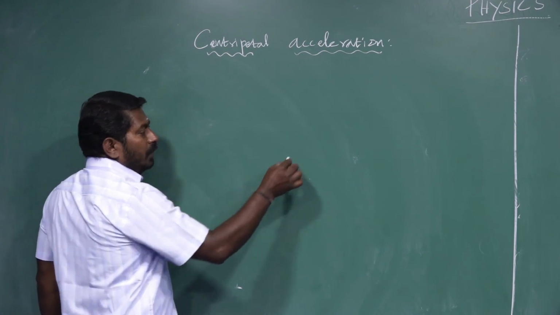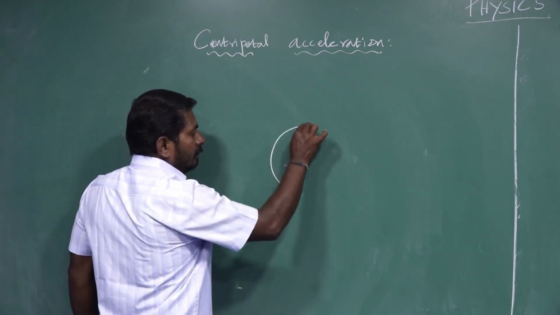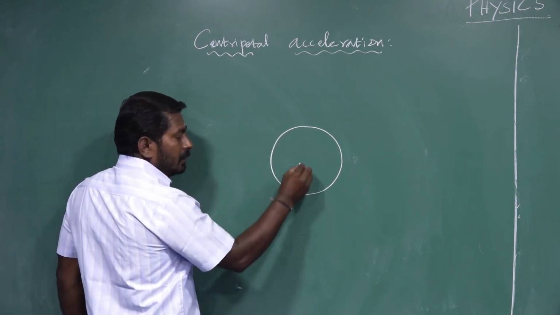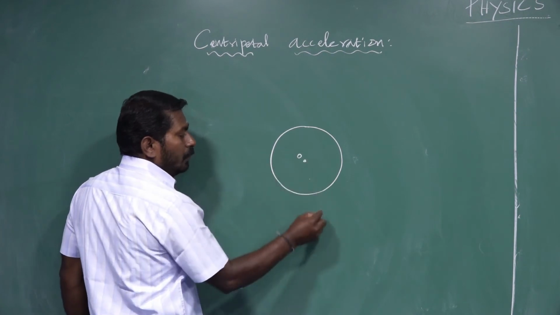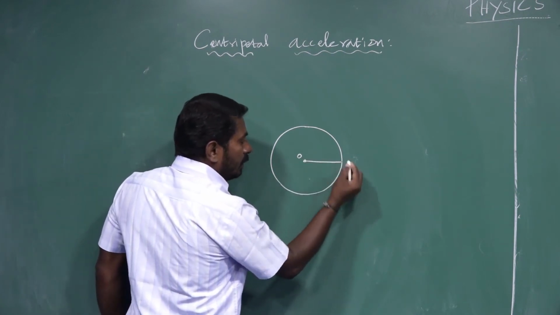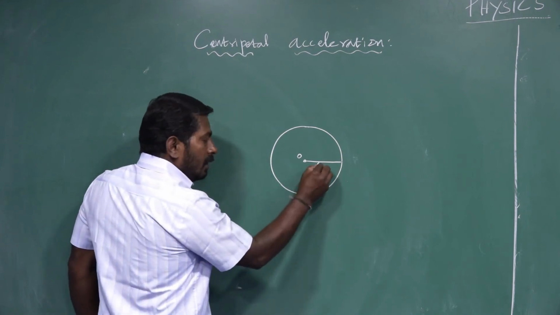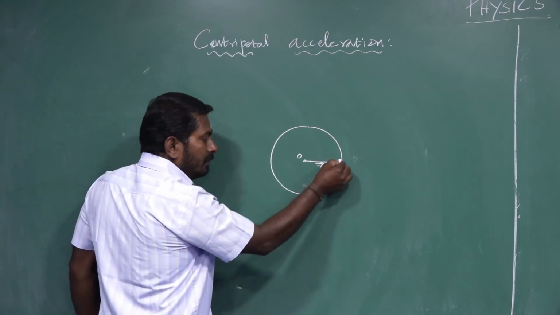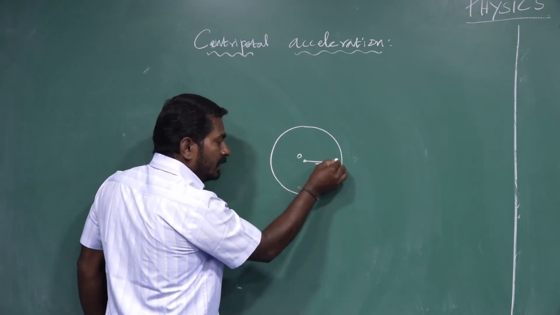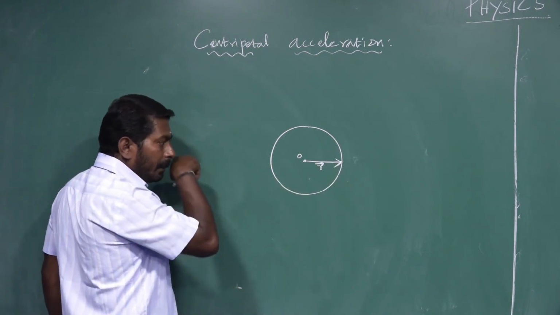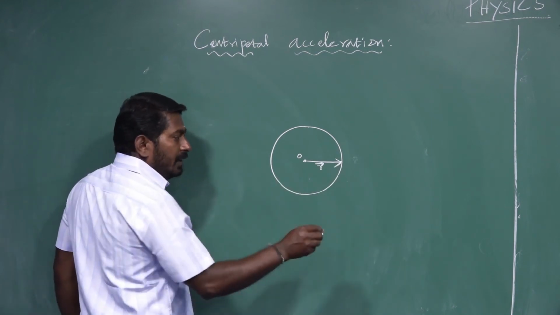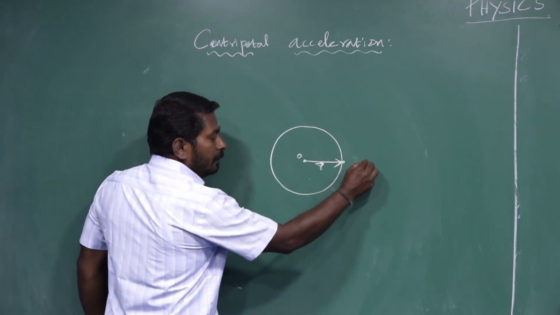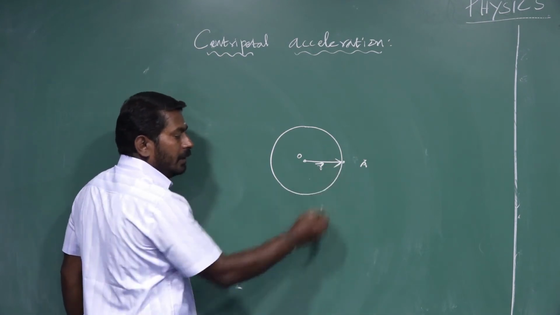In a uniform circular motion, it is a circular path. The center point of the circular path is point O. The radius of the circular path is r, which is the r vector, that is a position vector. The position vector is directed radially from the center of the circle. The initial position of the point object on the circumference of the circle is point A.